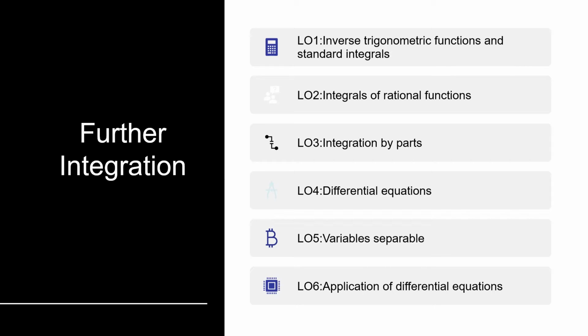The second learning outcome will discuss how to integrate rational functions. The third learning outcome will focus on the technique of integration called integration by parts. For the fourth learning outcome, I will introduce to you what differential equations are. The fifth learning outcome will discuss how to apply some of the techniques to integrate using the variable separable method. And the sixth learning outcome will be the application of all the differential equations that you integrated earlier.